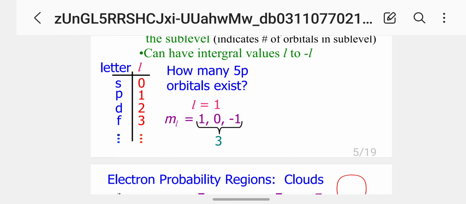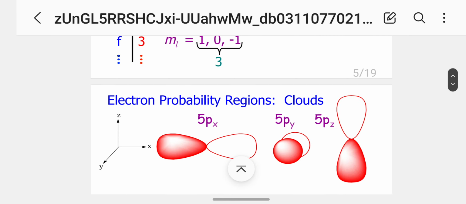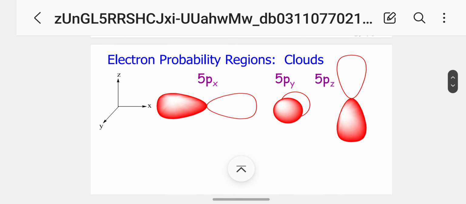Alright, then we have the diagrammatic expression for general illustration of 5p orbitals according to magnetic quantum number. We have 5px, we have 5py, we have 5pz. One is parallel to the z-axis, one is perpendicular, and the other is just like 3D.